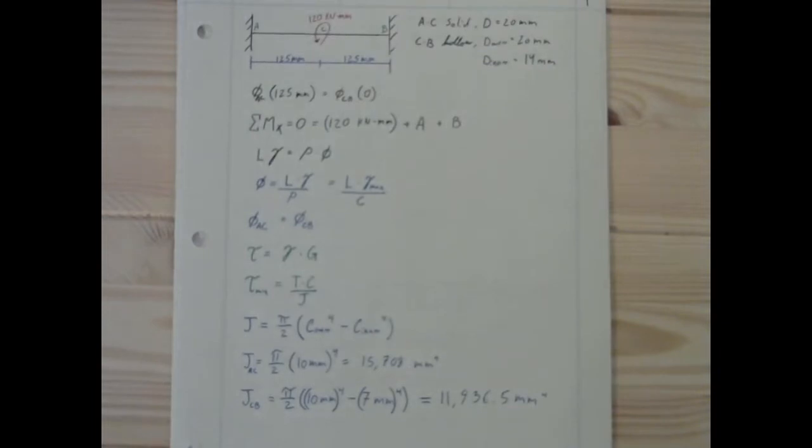Welcome to the second video on solving indeterminate torsion problems. In this video, we'll determine the polar moments of inertia for the two bars considered, bar AC, which is solid, and bar CB, which is hollow.